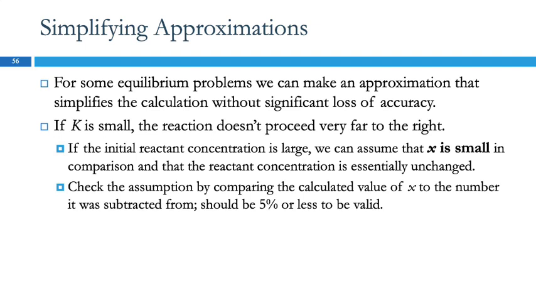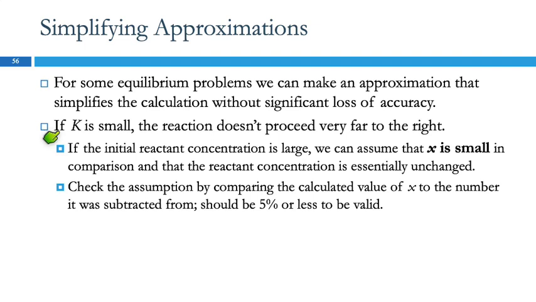Sometimes we have to use a solver or a quadratic equation or some other kind of difficult way to solve these problems. Other times we can make simplifying assumptions that end up with the equation just having some simple algebra in it. So sometimes we can simplify by making these approximations. So when can we do this?